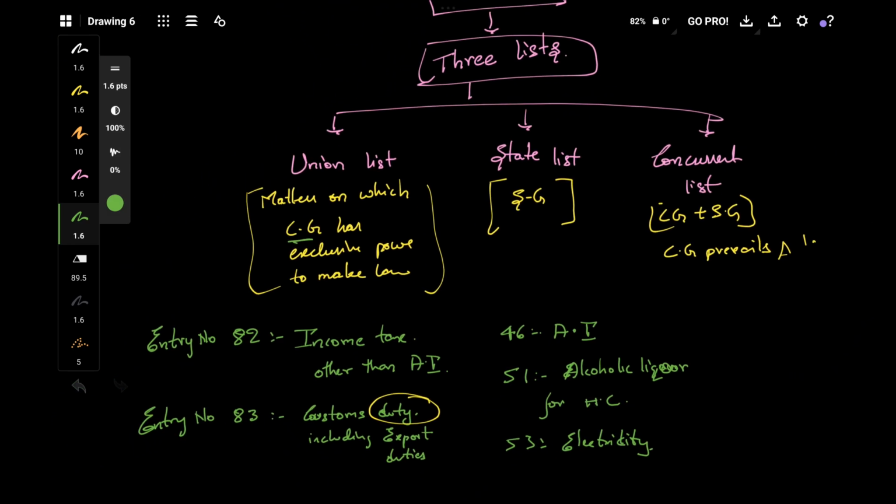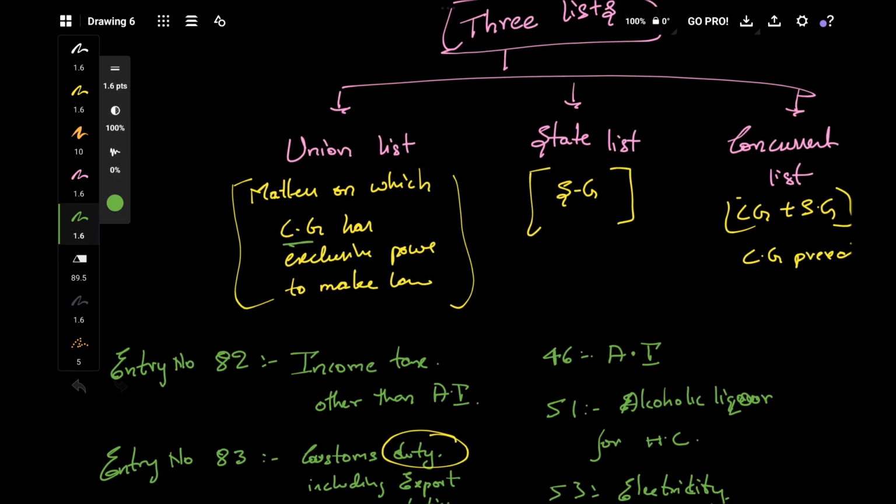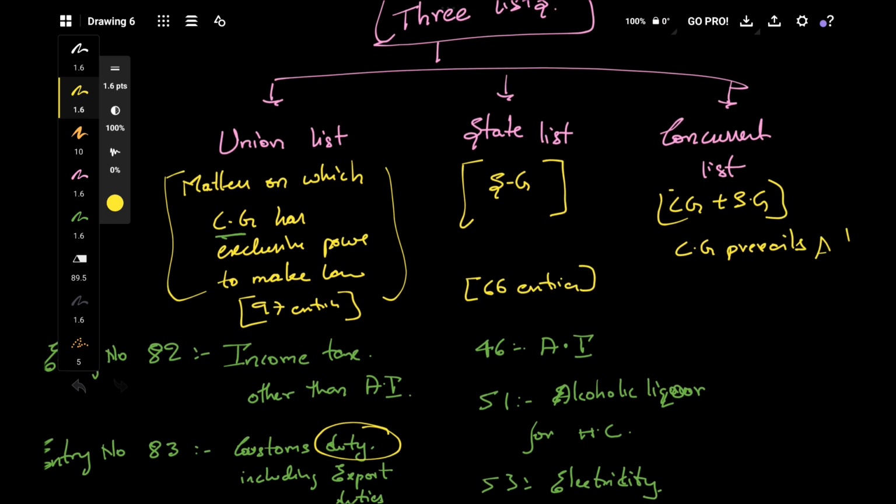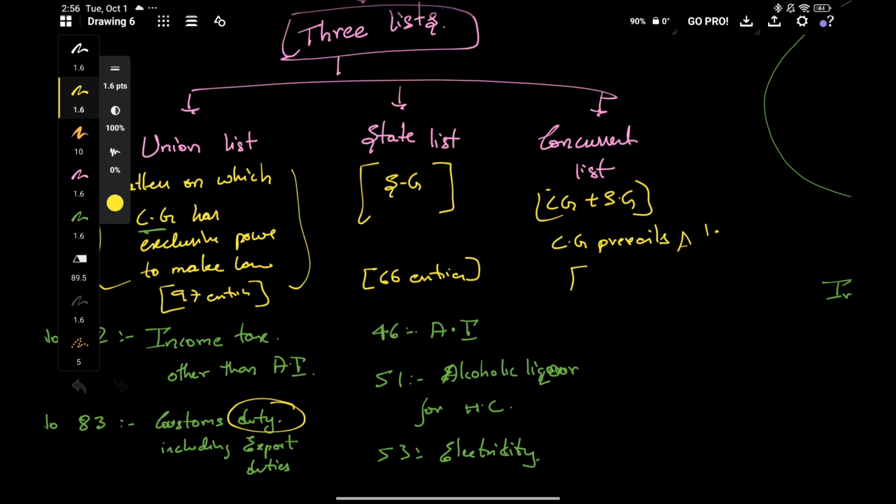How many entries are there in these lists? In the case of the union list, it's about 97 entries. In the case of the state list, it is 66 entries, and in the case of the concurrent list, there are 47 entries.